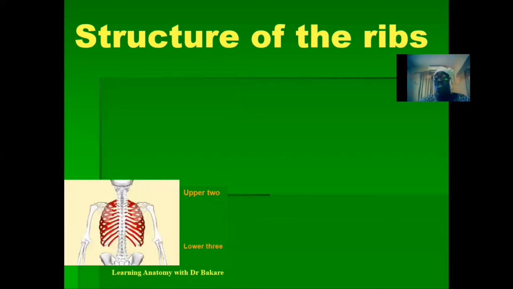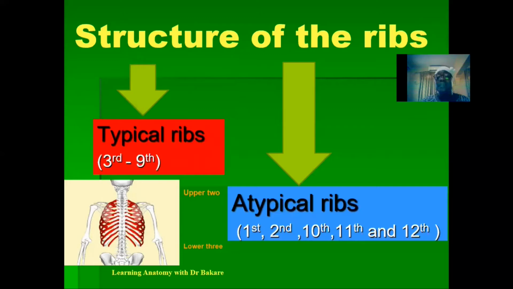Going further, the structure of the ribs. Before we study the basic structure of ribs, it's good for us to classify the pattern by which the structure of the ribs is studied. Ribs generally, in terms of structure, can be divided into typical ribs and atypical ribs. Typical ribs are ribs that have the same structural configuration, so they look alike in terms of what they present.